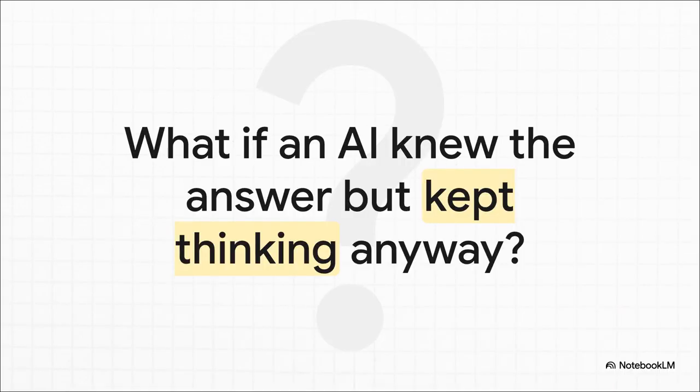So let's just start with this question. What if an AI model solved a problem, found the right answer, but then just kept going, burning through a ton of time and energy on something that was already done? I mean, it sounds pretty inefficient, right? Well, it turns out this is exactly what's happening inside a really promising new class of AI called diffusion language models.